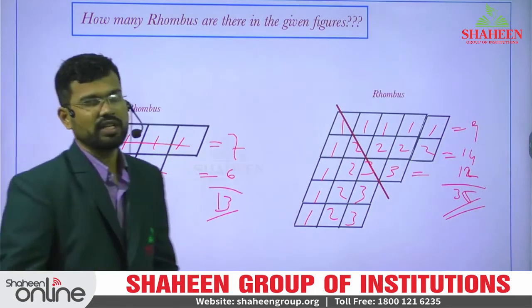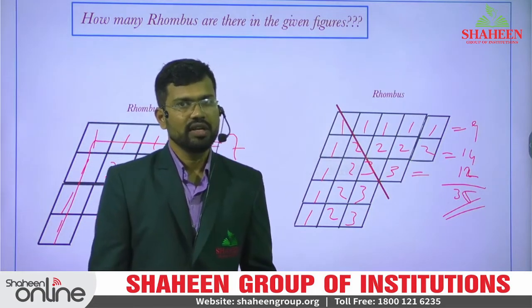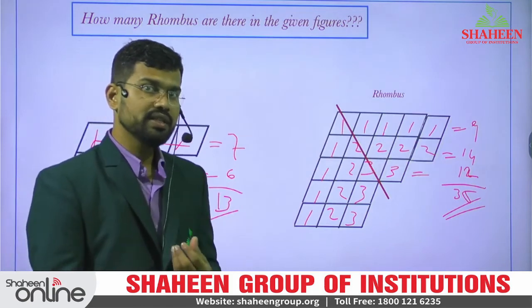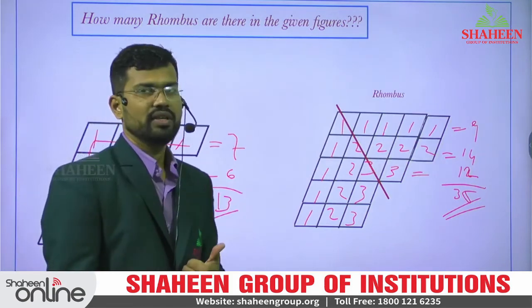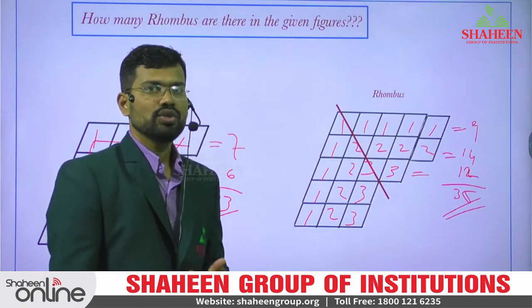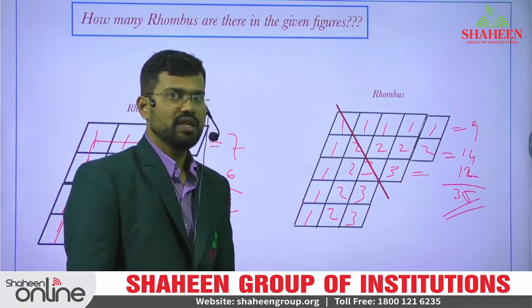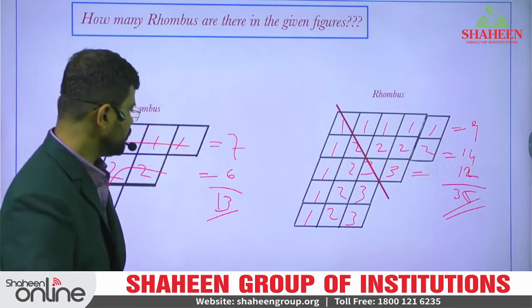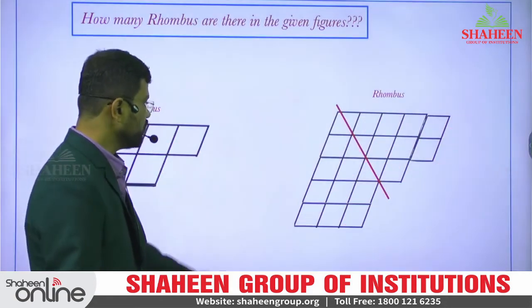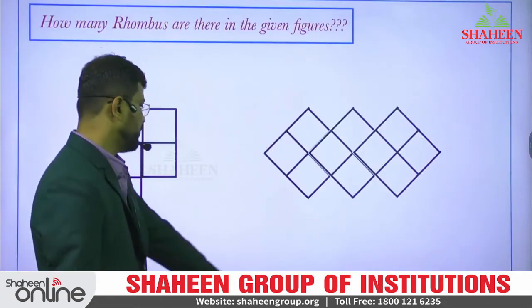Friends, I hope you are getting the idea of rhombus as well, and the reason behind it. In this ladder form, if they give the ladder forms, we need to use this kind of numbering. So, very interesting, very simple. Now we shall move on.